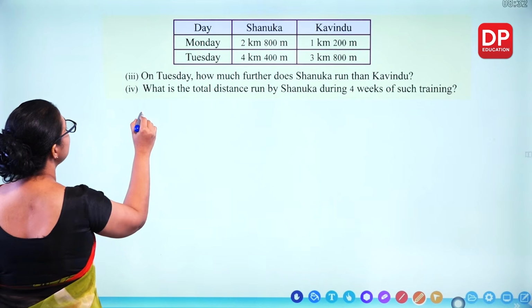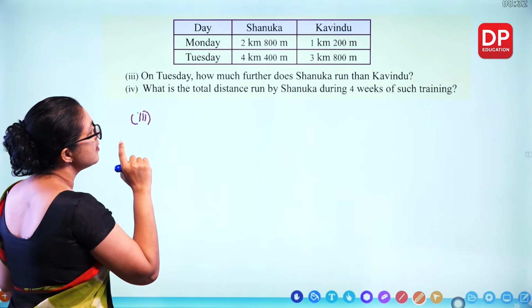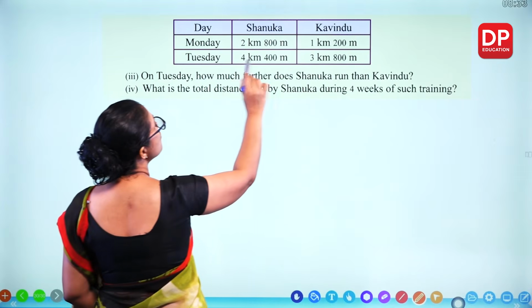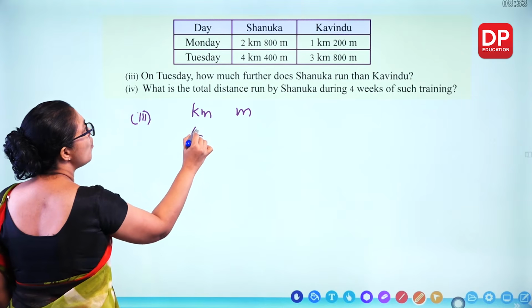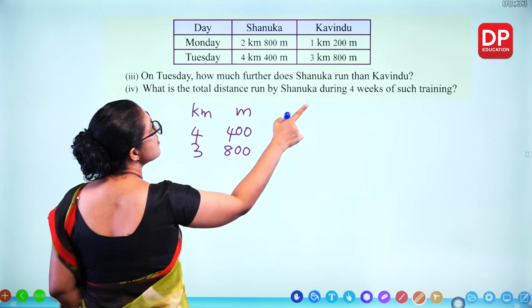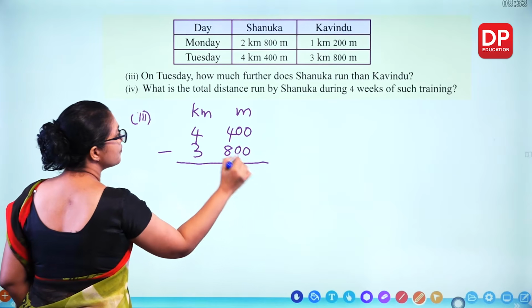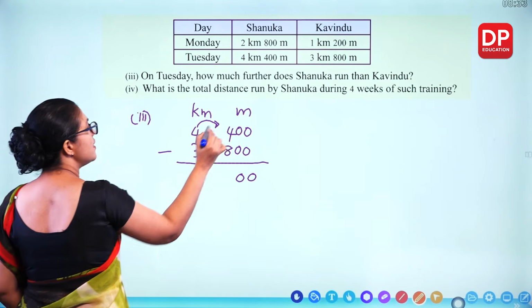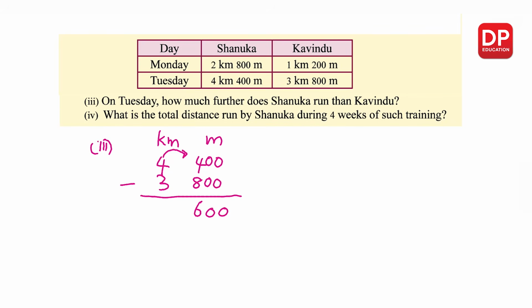Part 3. On Tuesday, how much further does Shanuka run than Kavindu? So the difference between these two. Kilometers, meters. 4, 400 and 3, 800. This is on Tuesday. Take the subtraction. You can't subtract here. Take 1 from here. That means 1000. 1400 minus 800, you get 600. So this becomes 0. So 600 meters further.